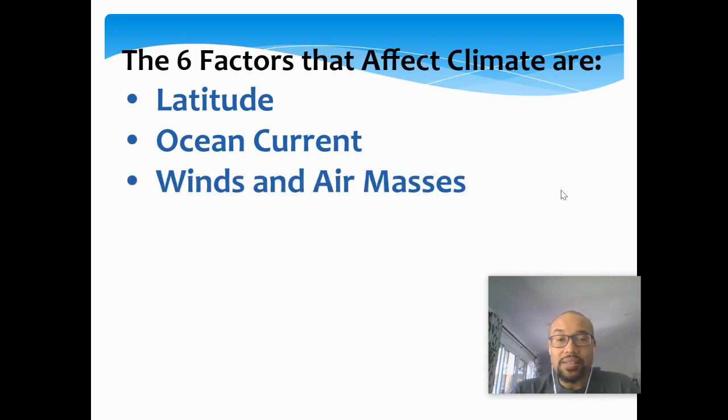Winds and air masses. So I talked about how winds are variable in the short term, but over the long term, it's quite predictable where the winds are coming from and what the air masses will be like. So air masses are just huge pockets of air that are similar. So everything within this pocket is similar in terms of its moisture content and temperature. So they call that an air mass.